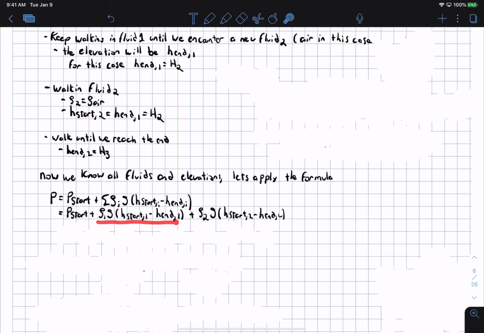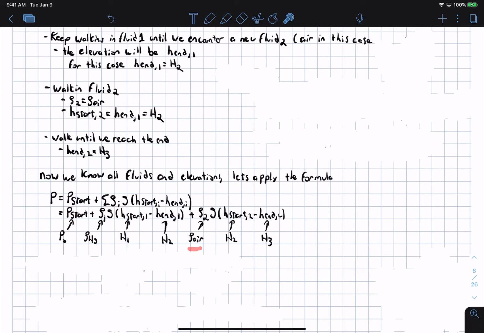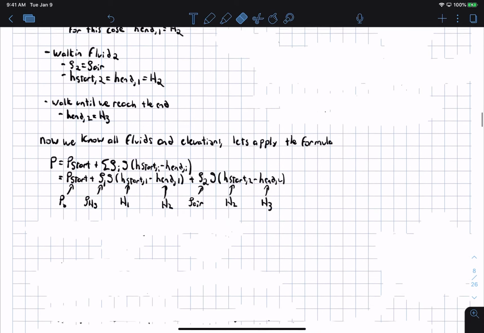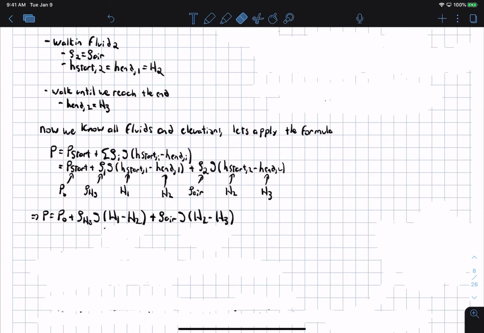And I've got two fluids here. I've got rho 1 times g times H start 1 minus H end 1, plus rho 2 times g times H start 2 minus H end 2. P start is P naught. Rho 1 is the density of mercury. This is H1. This is H2. Rho 2 is rho air. The starting point for the air is H2, and the ending point is H3. So we apply the formula, stick everything in.